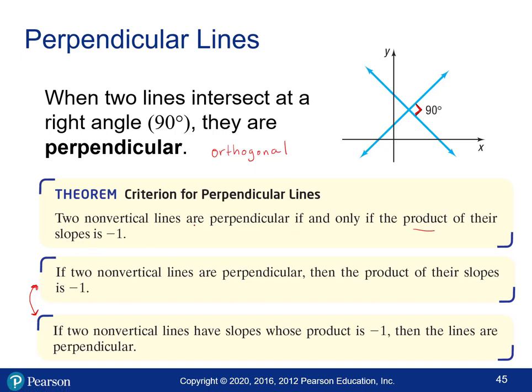The other way to think about it, and I said it out loud, but a lot of people remember it like this. So they'll say one slope is the negative reciprocal of the other slope. So negative reciprocal.